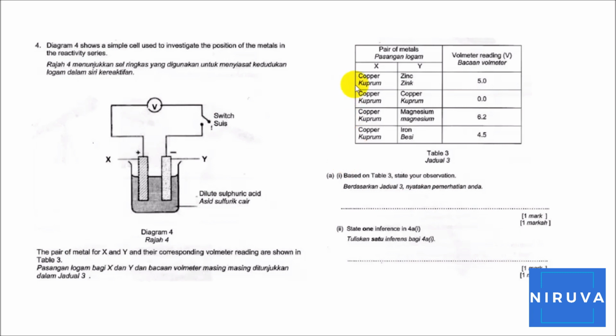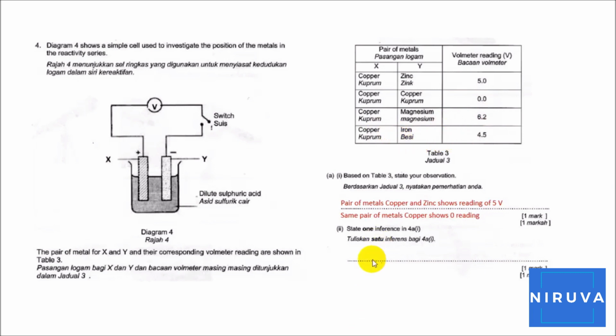First, let's say the pair of metals copper and zinc shows the voltmeter reading of 5 volt. Second, you may also write that the same pair of copper shows 0 reading. And the same for the pair of copper and magnesium, which shows the reading of 6.2 volt, and copper and iron.